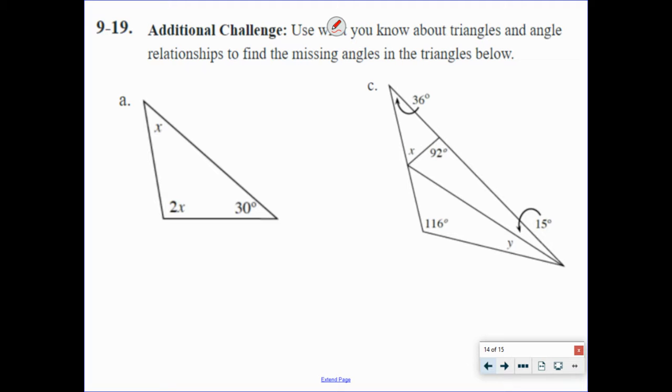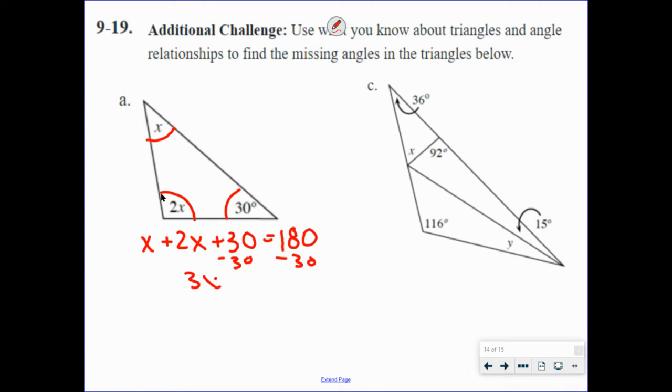So what do we think the best way to solve for X would be? Well, if all of these angles have to add up to 180, then why don't we do that? So we have X plus 2X plus 30 equals 180. And at this point, we just solve for X. If we subtract 30 from both sides and combine the X's, we have 3X equals 150, and now we have X equaling 50.